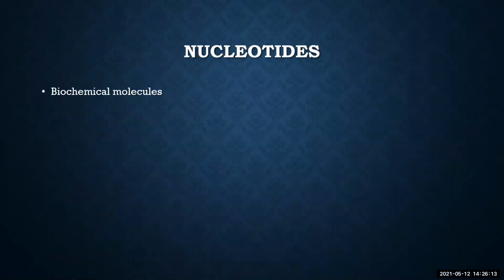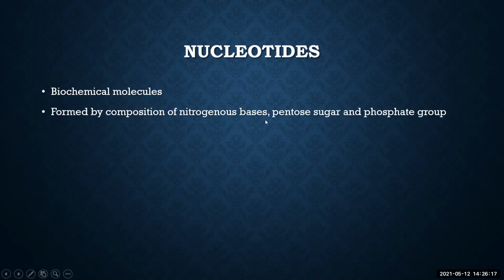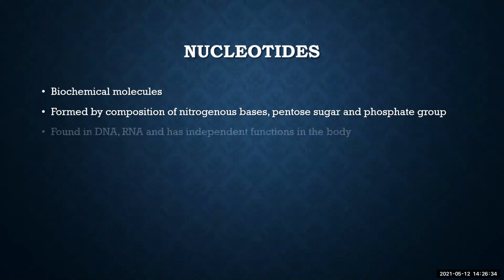So nucleotides are biochemical molecules. They are formed by 3 important components. They have a nitrogenous base, a pentose sugar, a carbohydrate, and a phosphate group. When these 3 things combine together, a nucleotide is formed. Nucleotides are found in both DNA and RNA. That is what our focus is.